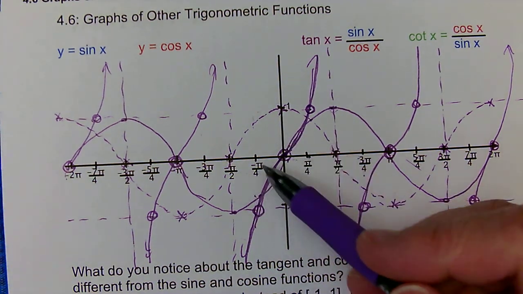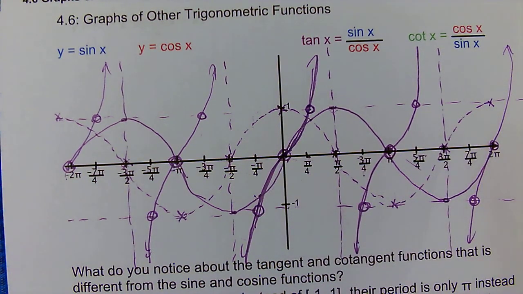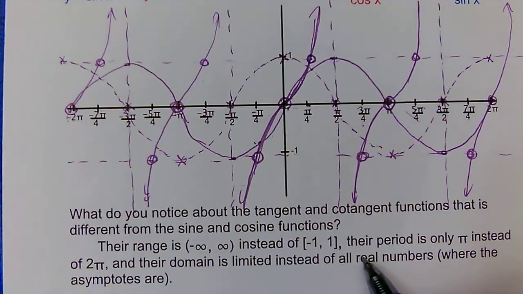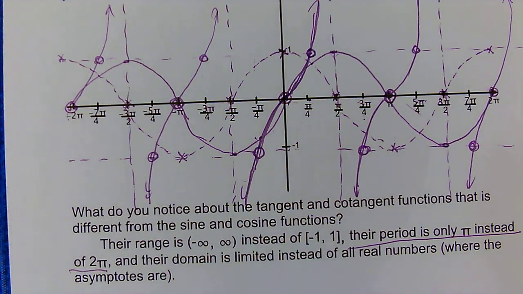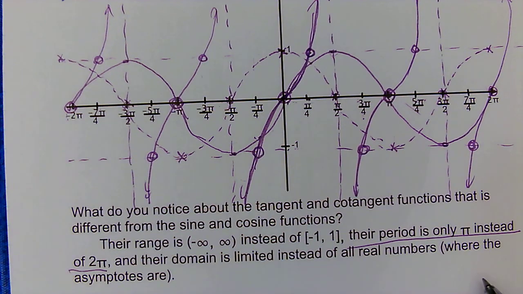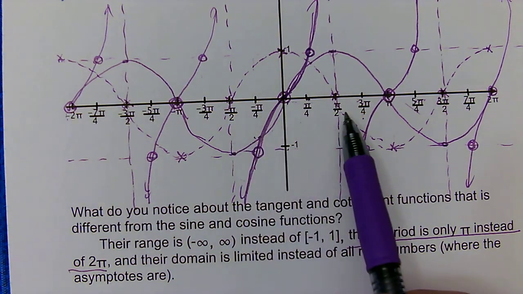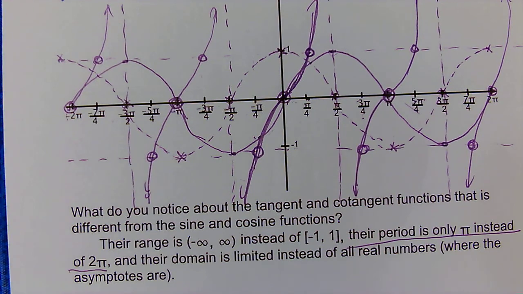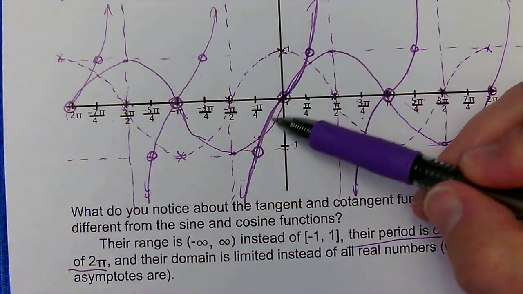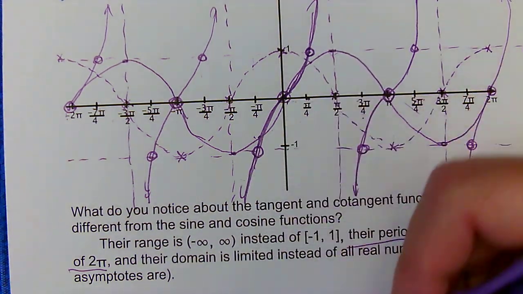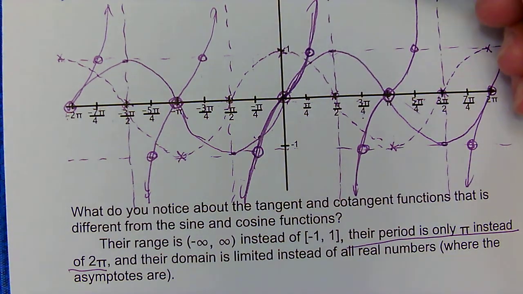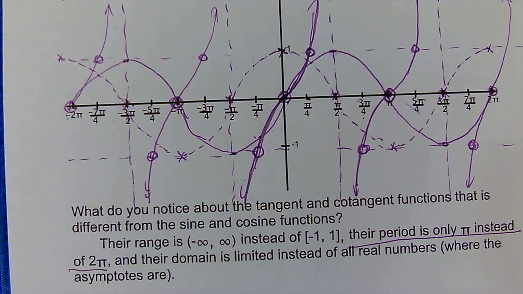So that's why the normal period for tangent is pi instead of 2 pi, which is what it says down here. Their domain isn't quite all real numbers, because every odd multiple of pi over 2 is a place where it doesn't exist. But the range goes from negative infinity to infinity, because these can keep going down all the way along the vertical asymptote, and they can keep going up all the way along the vertical asymptote.